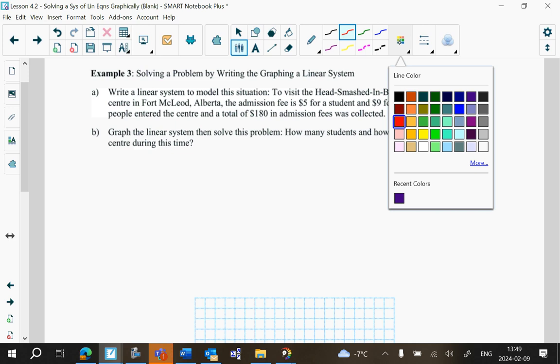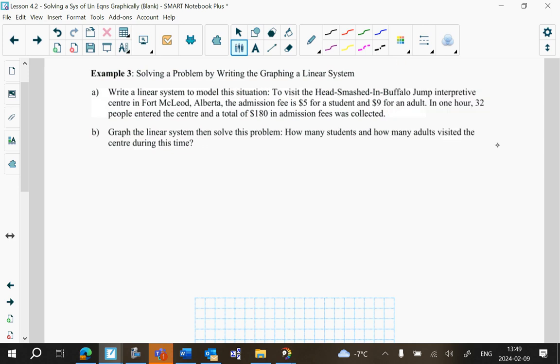Remember, first of all, we need to establish our two unknowns. What are they? X and Y. Which represent what? How many students? How many adults? Yeah, that was an interesting one.